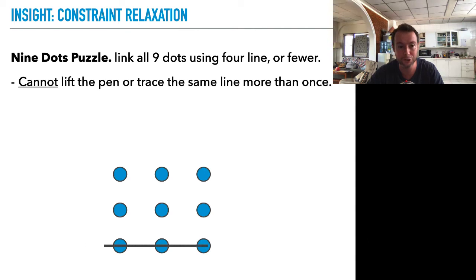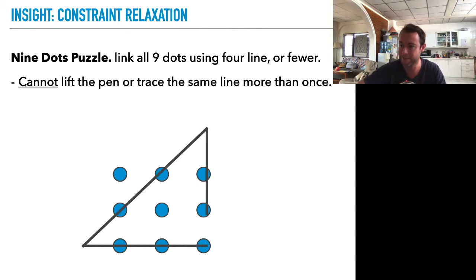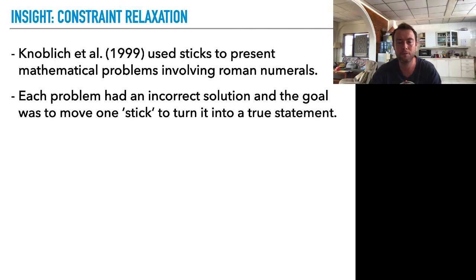So the solution is that if you expand outside of those dots, you can draw almost a kind of arrow box that appears on here. There are 4 lines, the pen doesn't get lifted, we don't trace over the same one more than once, and it covers all 9 of those dots.